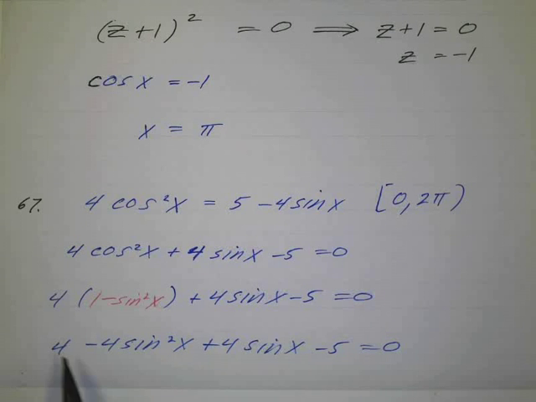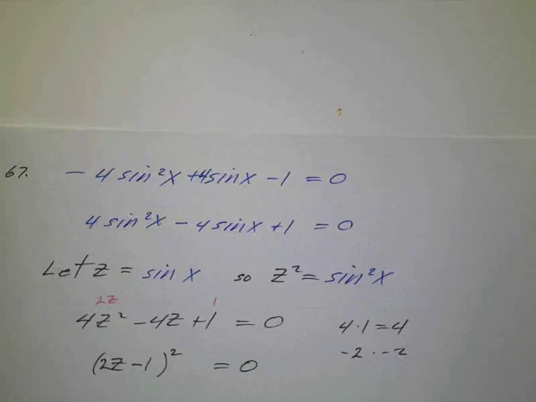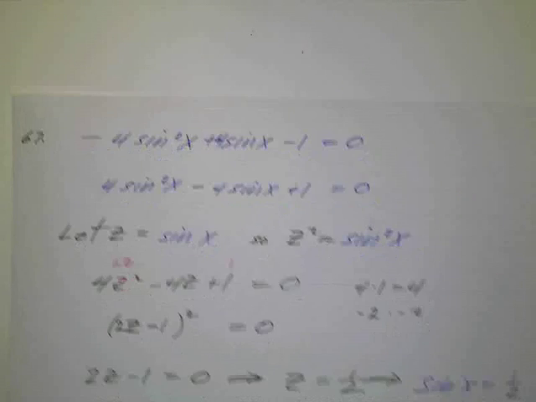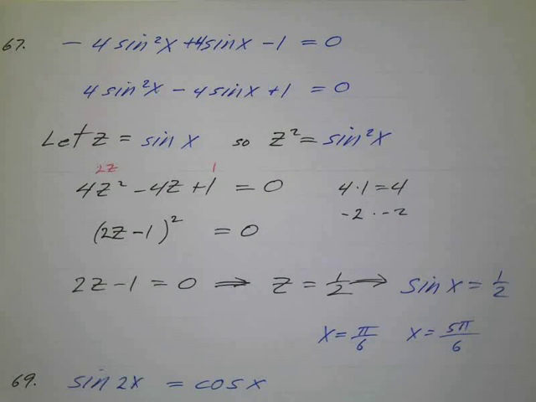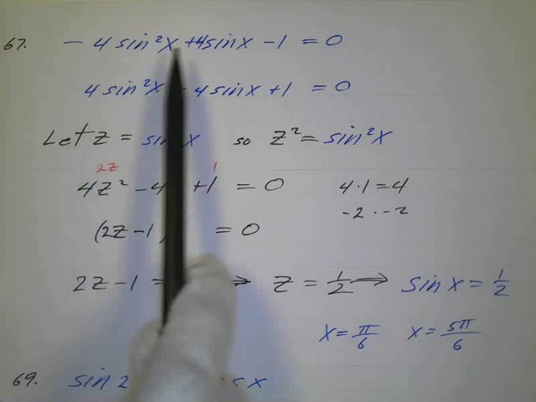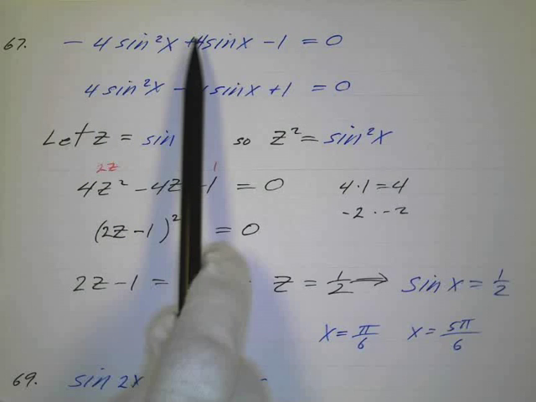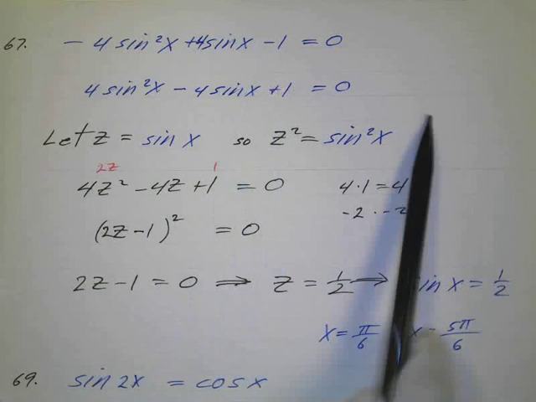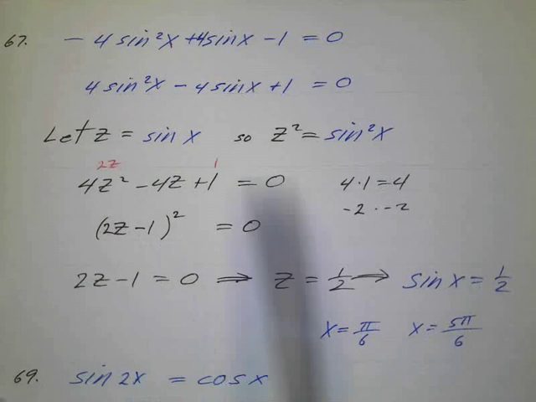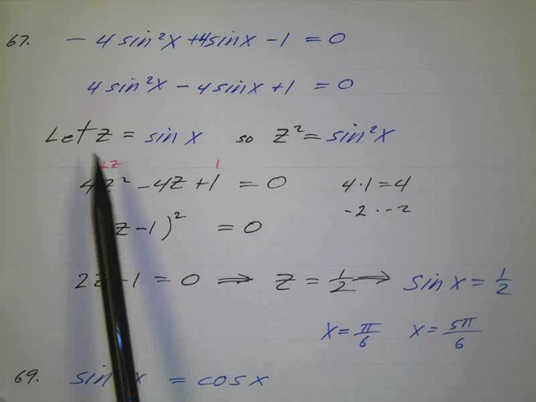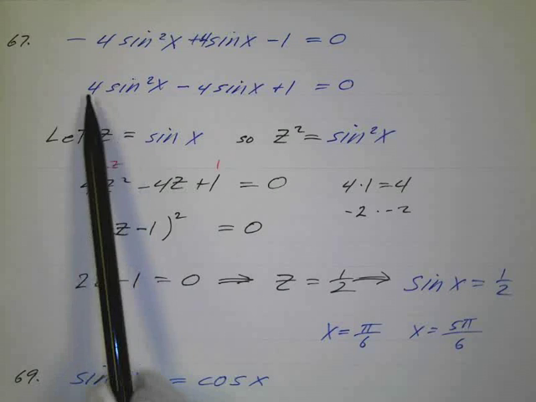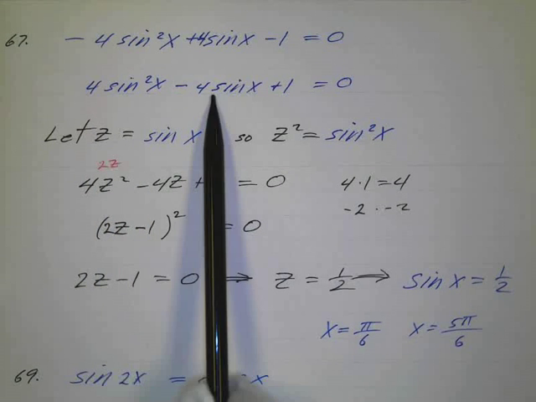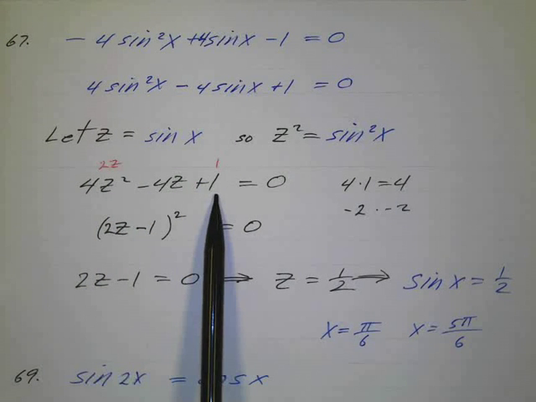Okay. And then what's 4 minus 5? That's negative 1. That's what I did in this next step over here. And then I can divide everything by negative 1. So I make that positive, make that negative, make that positive. And then again, I'll use the z substitution. And let z equal sine of x, so z squared equals sine squared of x. So I can rewrite this as 4z squared minus 4z plus 1.